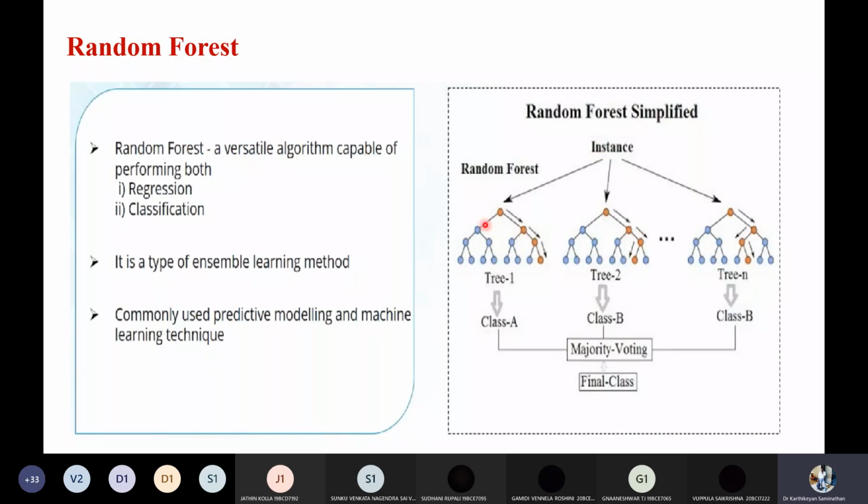So now, random forest is a versatile algorithm capable of performing both regression as well as classification. That is why people will go with random forest. It is suitable for both regression and classification problems. It is commonly used in predictive modeling and machine learning techniques.